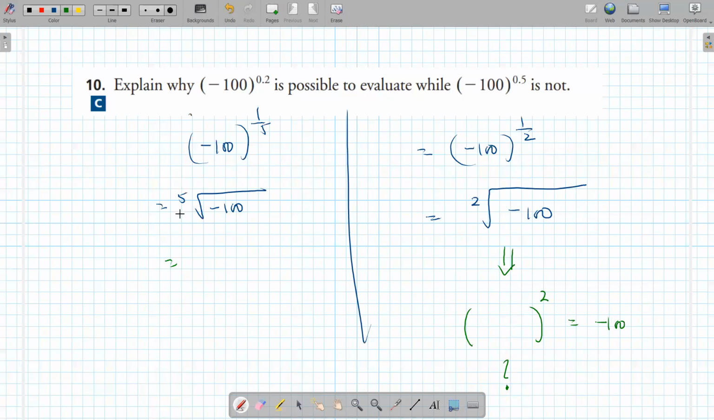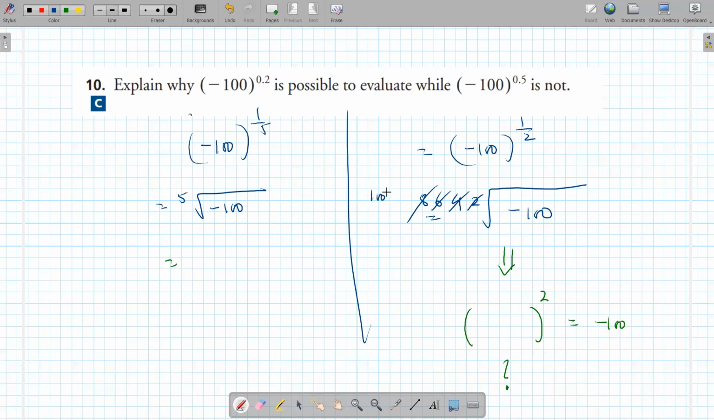By the way, you also can't take the fourth root, sixth root, eighth root. If it's a negative number inside the root, the index cannot be an even number. Like the eighth root of negative 100 does not exist.